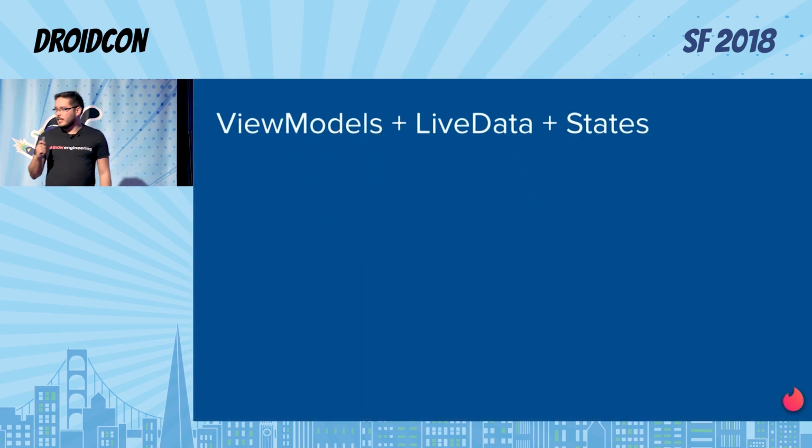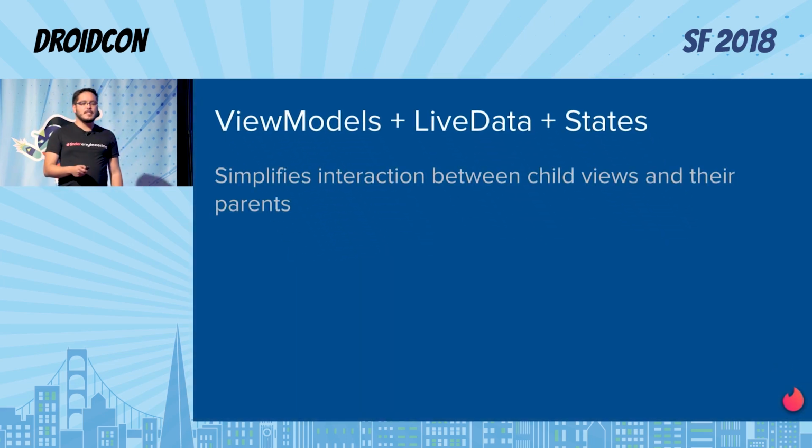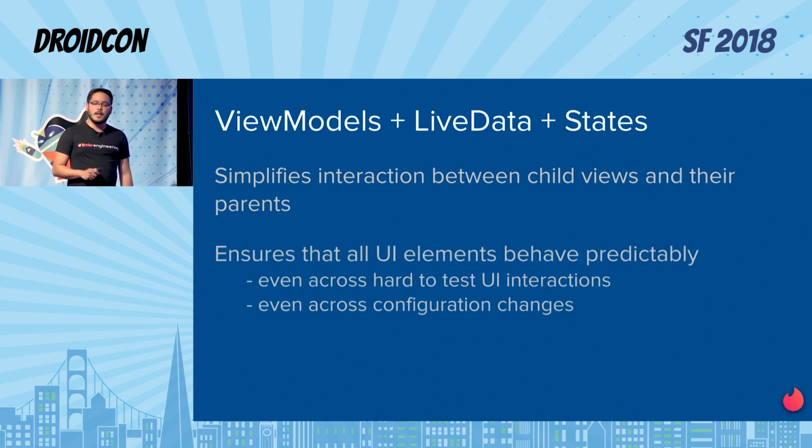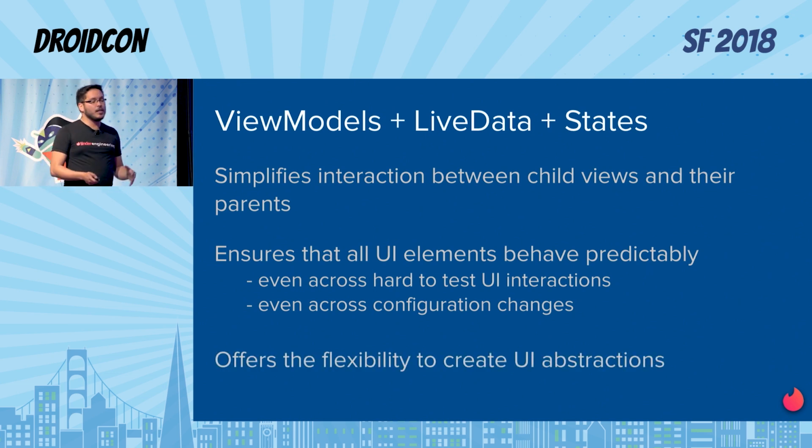ViewModel, LiveData and states simplify interactions between child views and their parents, and ensure that all UI elements behave predictably, even across hard-to-test UI interactions. When you're reading that code and you see that you're subscribing to some sort of states or substates, and you're just handling it on a switch, you know exactly where to go when you need to change something or when you need to do something new when you're in a new state. And then it will survive across configuration changes because we are using LiveData.